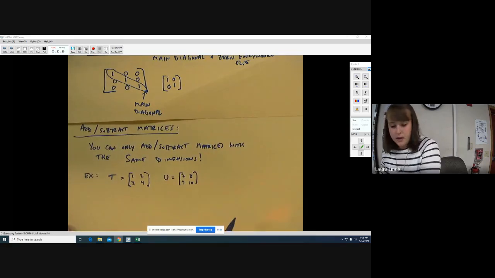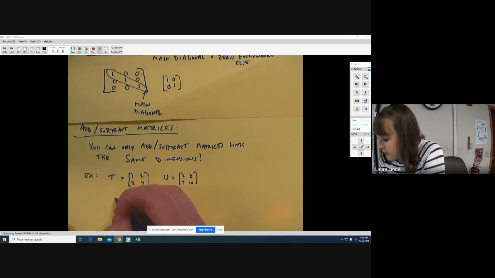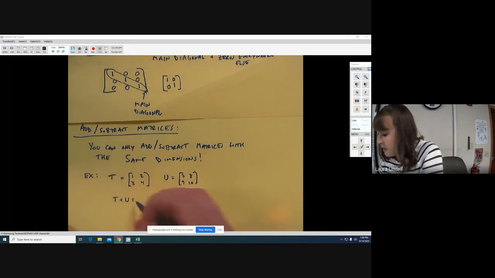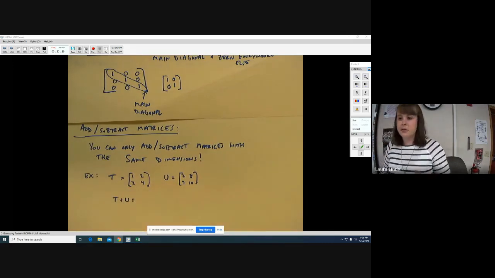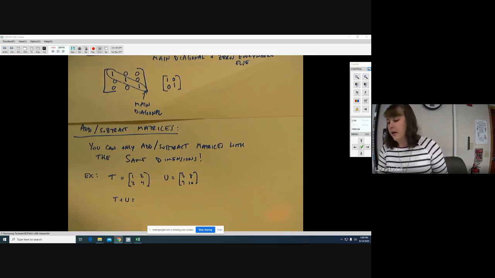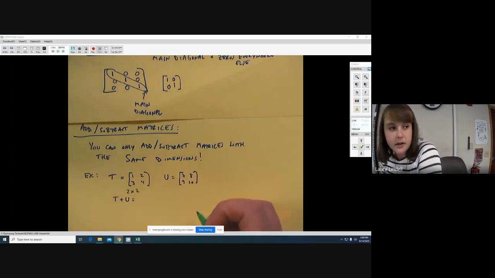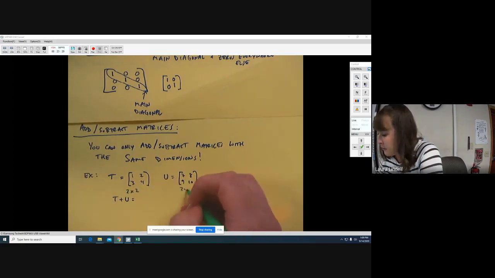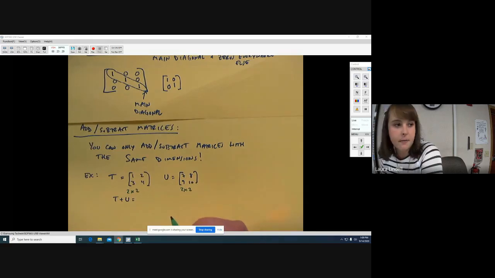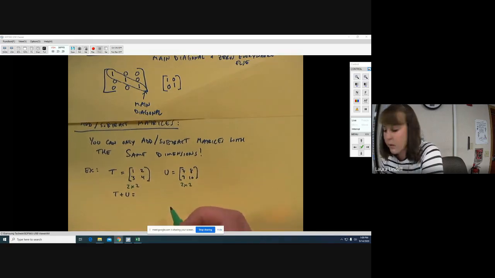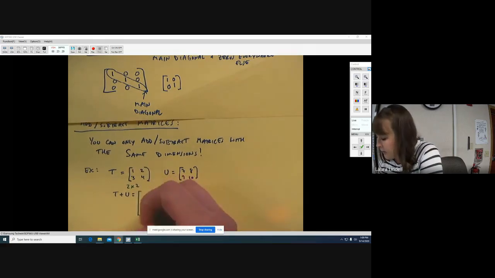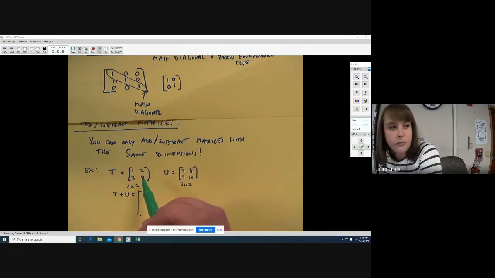Okay, so if I wanted to do T plus U, first I would have to double check. Do they have the same dimensions? Well, T is a 2 by 2 matrix. U is also a 2 by 2 matrix. So we're good to go. The next thing you want to do is you basically are just matching up elements that go together.